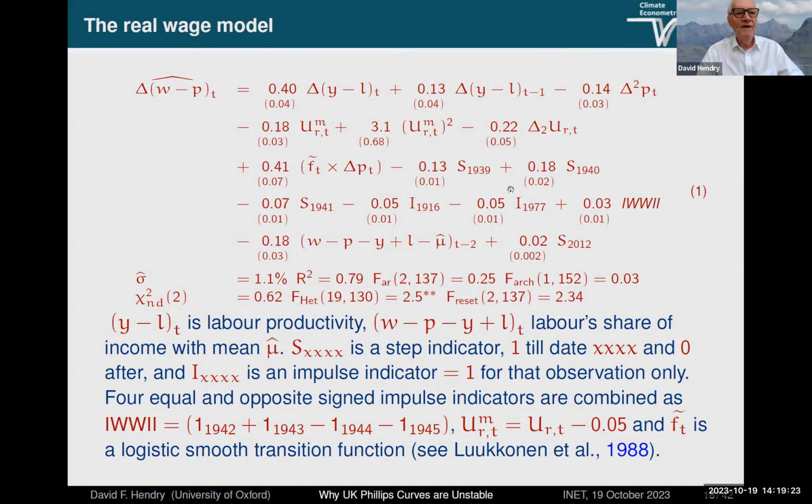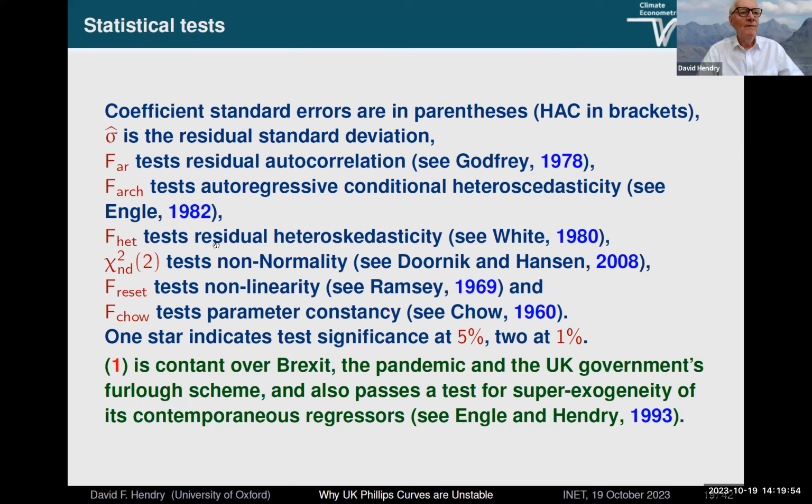Then we've got some step shift indicators for 1939, 1940, 1941. There's a couple of outliers, one in 1916, one in 1977, and then outliers in the Second World War from price controls. This is the feedback. This is real wages relative to productivity. So that's wage share in the economy, again adjusted for its mean, so we don't have a separate mean in the equation. And then we have a reversal of all the changes in 2016. So the coefficient standard errors are all pretty standard, but the model is constant over Brexit, the pandemic, and the furlough scheme, and passes tests for super exogeneity.